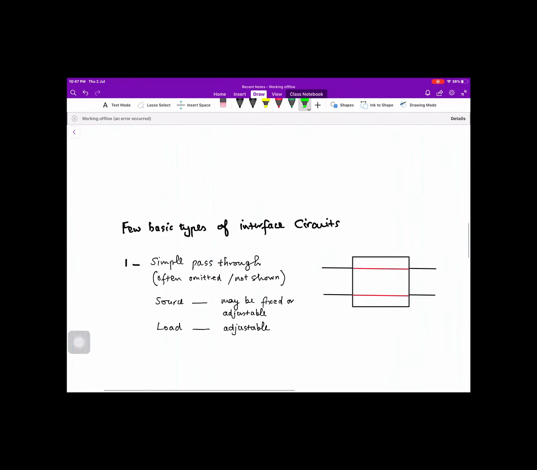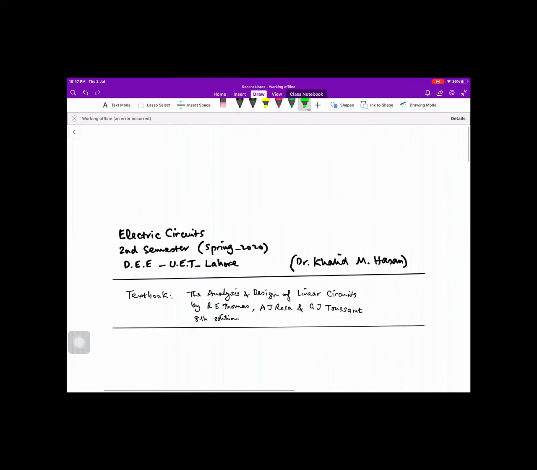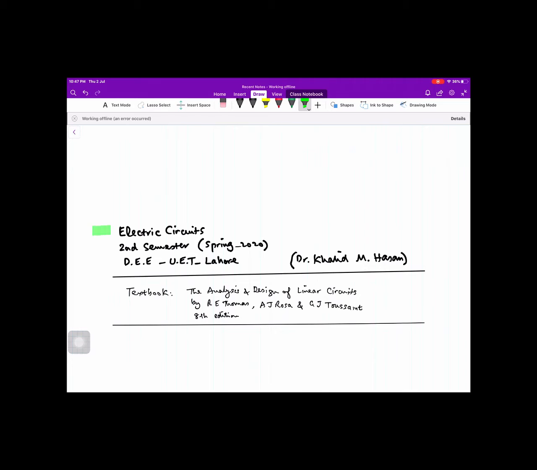Well, this is our electric circuits course offered in second semester, spring 2020, to the students of electrical engineering at UET Lahore, and I'm Dr. Khalid Emerson. This is our textbook. I'm using its 8th edition. If you have prior editions, it will be okay.